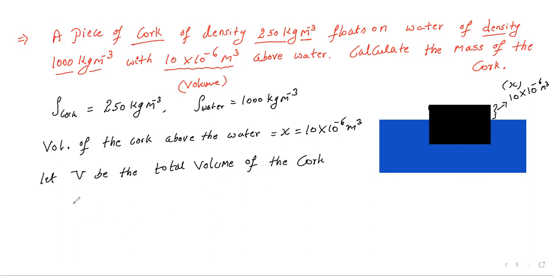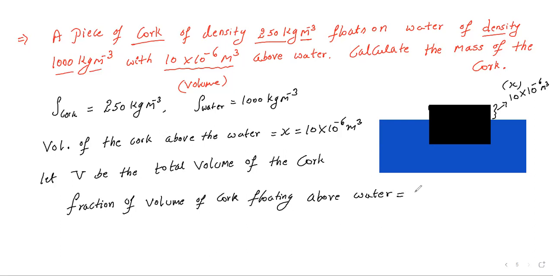Now the fraction of the cork floating will be, meaning we are comparing, out of the total volume, how much of the volume of the cork is floating. So the fraction of volume of cork floating above water will be X divided by V. The total volume is V. Out of that total, only the X amount keeps floating.